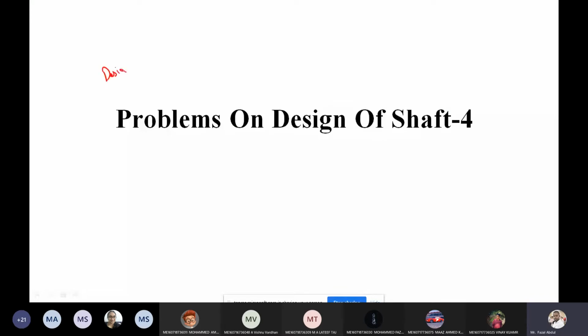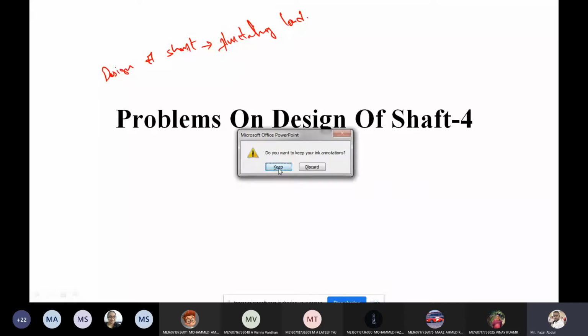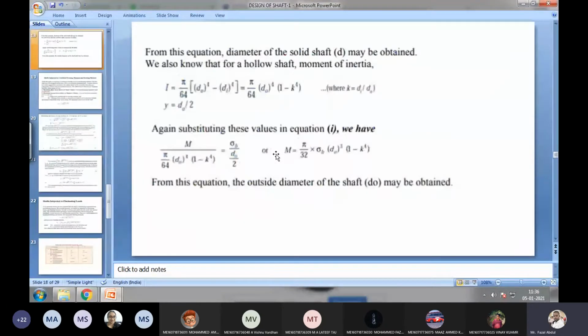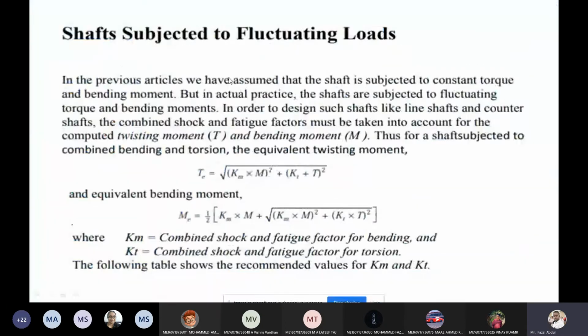designing the shaft when the shaft is subjected to fluctuating loads. This fluctuating load we also discussed in the theory part. Shaft subjected to fluctuating loads. It means in designing for strength criteria, the shaft is subjected to pure torsion, pure bending, and a combination of bending and torsion. These three cases we studied.